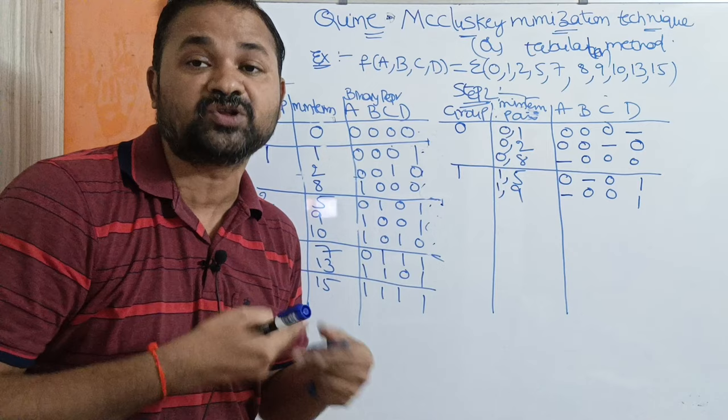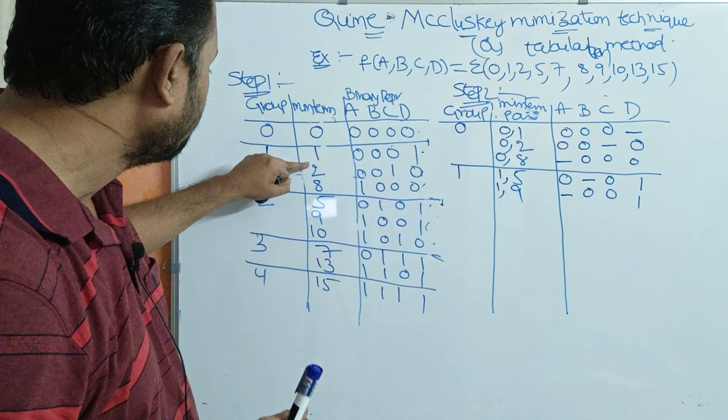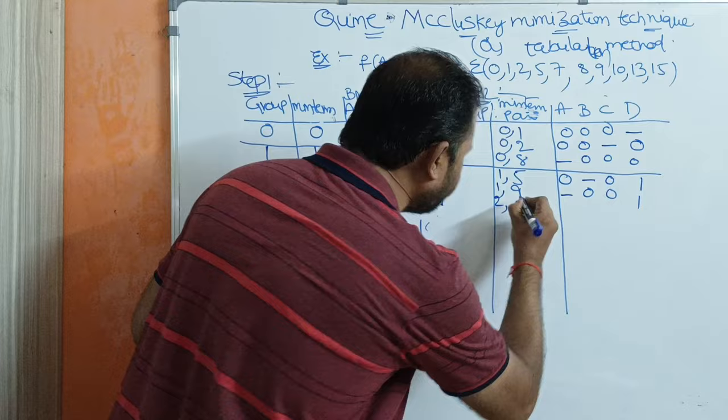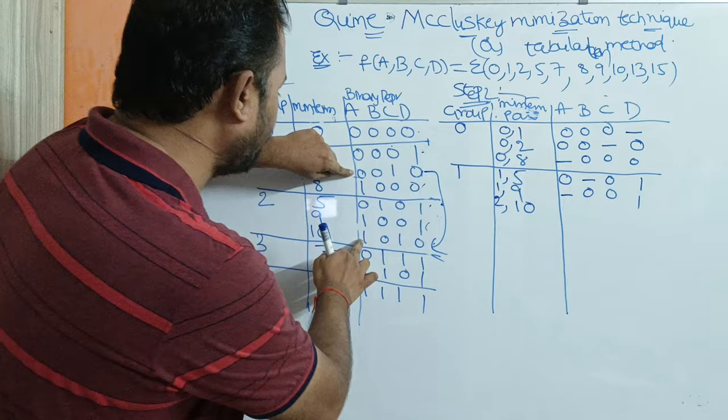Next, 2, 10. 2, 10 means the difference is 8, so we can make these two a pair. If you observe 2, 10, the difference is 0, 1 in the first position. Next, the remaining portion is the same.